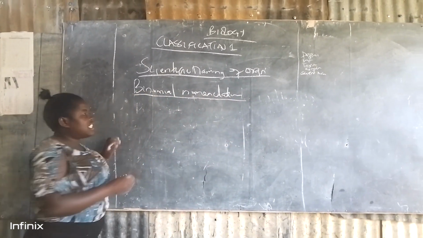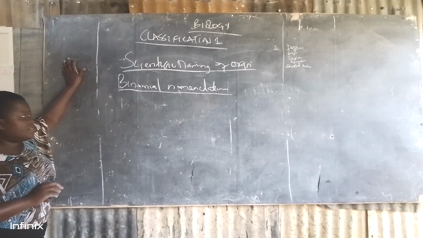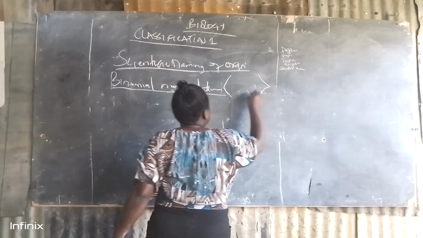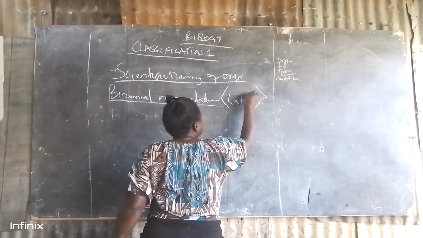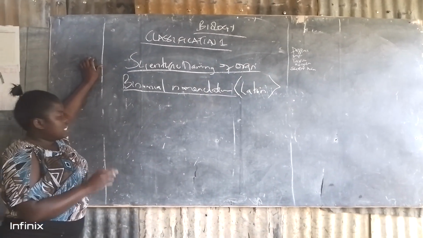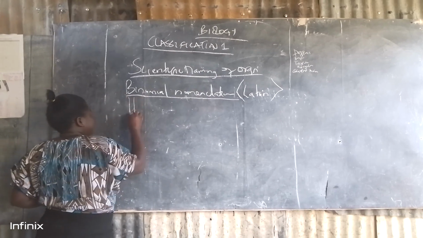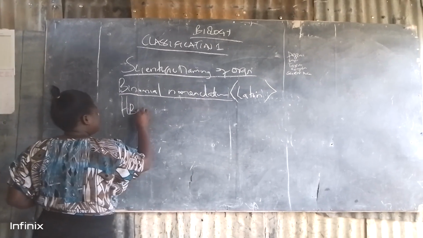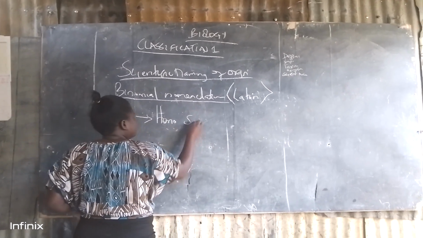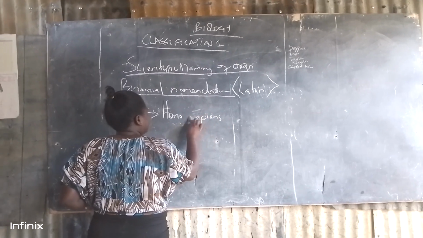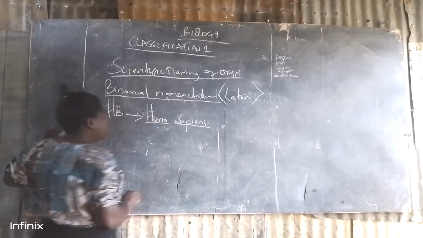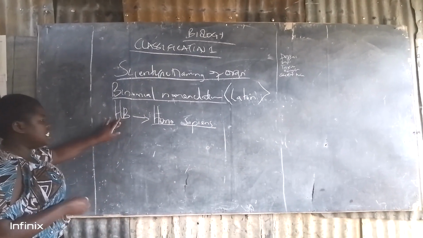Binomial nomenclature is just a scientific double naming of organism. The binomial nomenclature is used in the Latin language, whereby organisms are given double names in Latin. For example, we have human being. The scientific name of human being is Homo sapiens. So this one is a Latin name, but in a local name, the English name is human being.